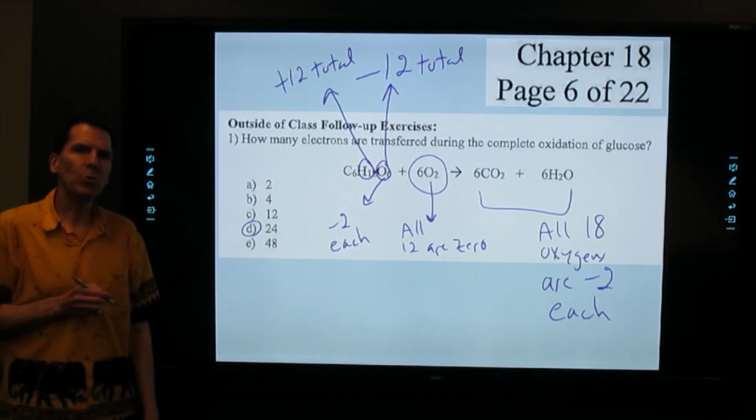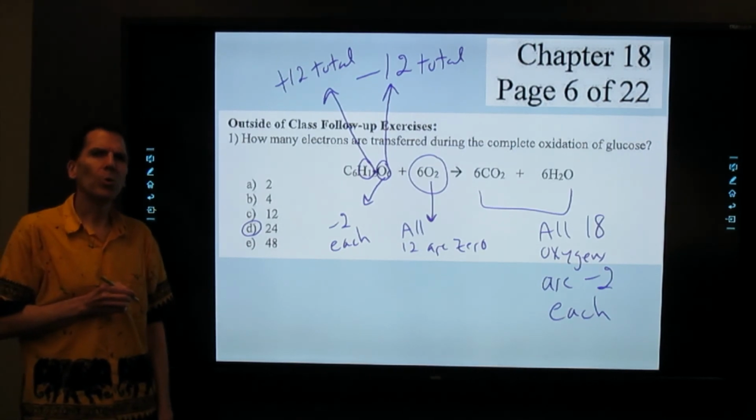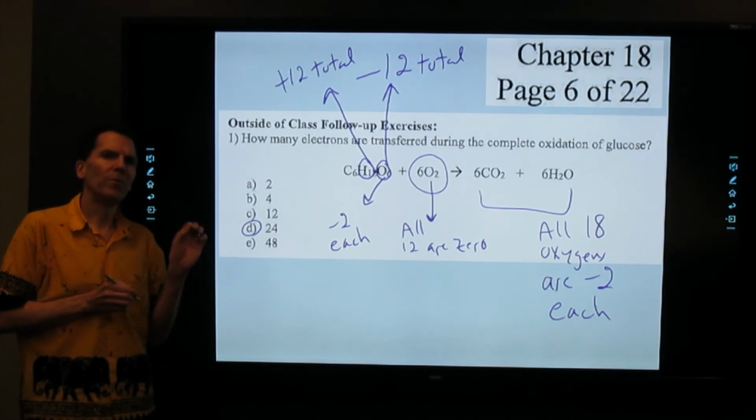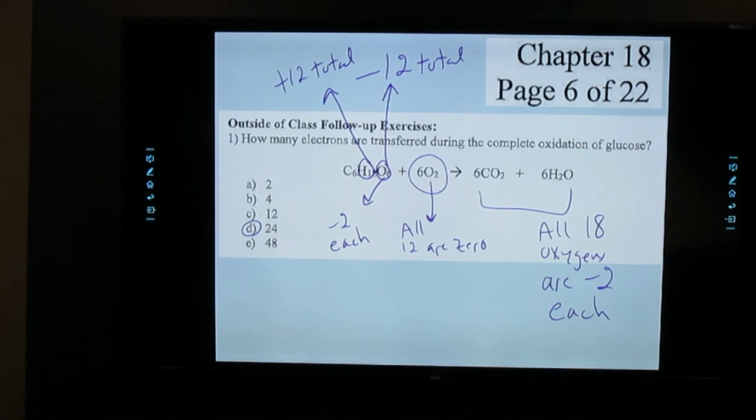Glucose is a neutral molecule. So all 6 of those carbons on the left side have an oxidation number of 0, because the 12 and -12 cancel each other out.